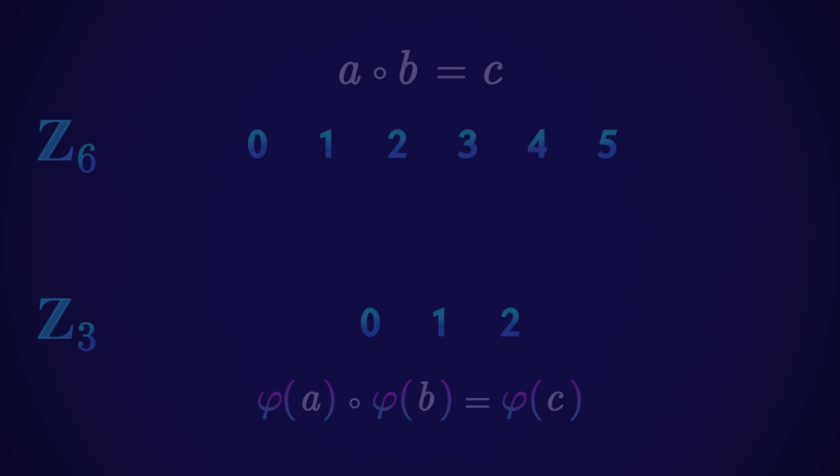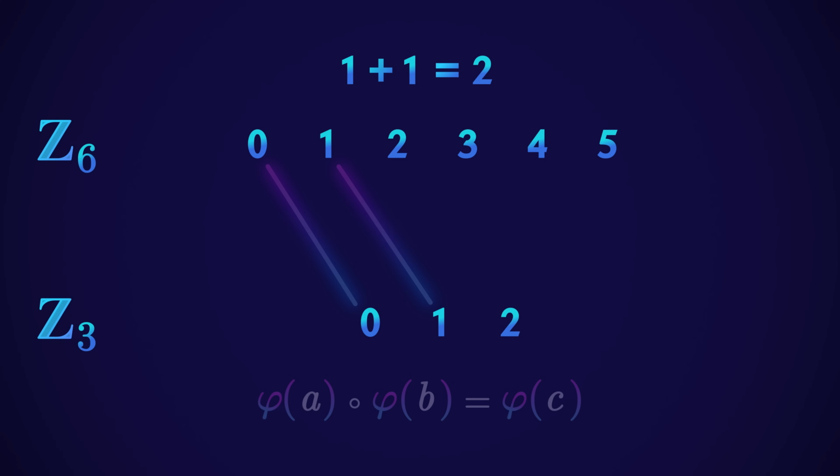Let's look at a homomorphism between Z6 and Z3. And let's say that we already know that phi of 0 is simply 0 and phi of 1 is simply 1. Then I claim that you can infer what phi of 2 must be. We know that 1 plus 1 equals 2, so to be consistent, the equation phi of 1 plus phi of 1 equals phi of 2 still has to be true. Phi of 1 is just 1, and since 1 plus 1 is 2, phi of 2 has to be 2.